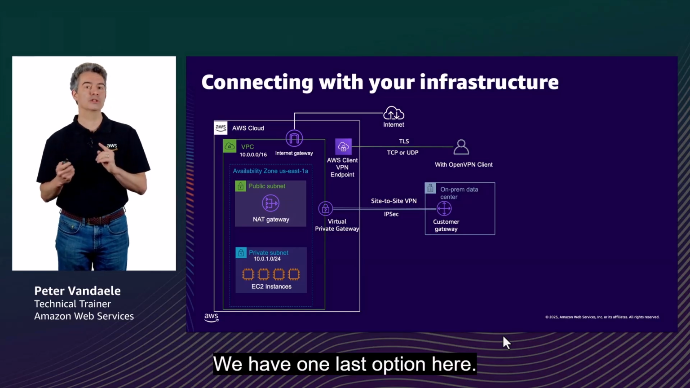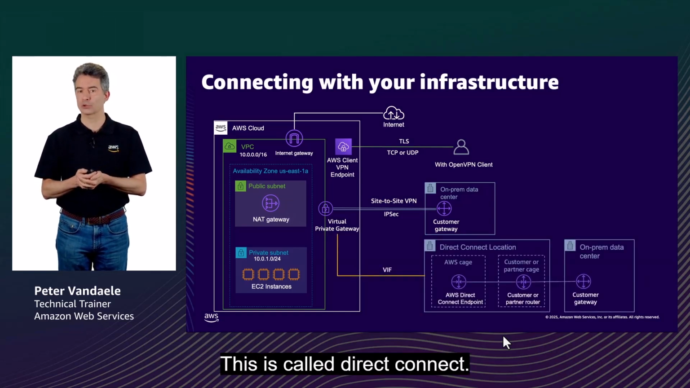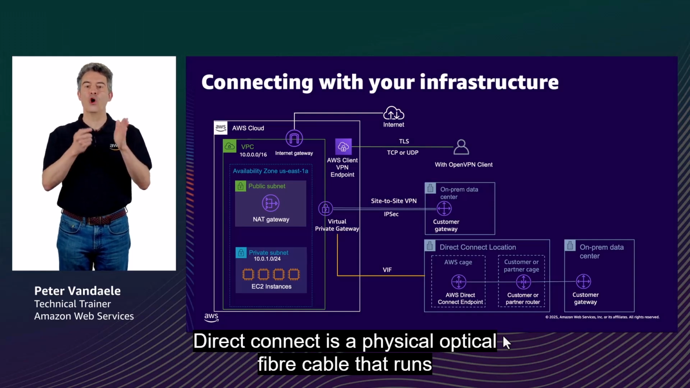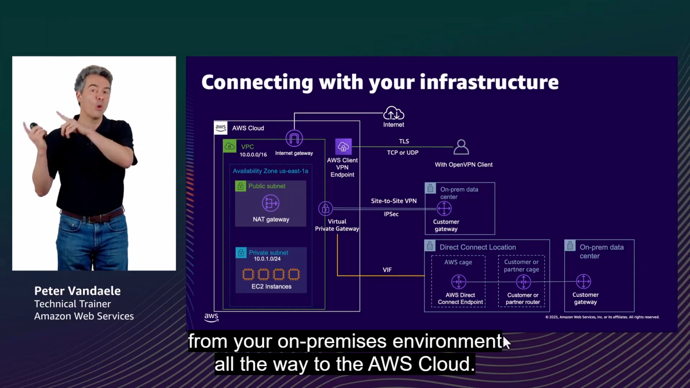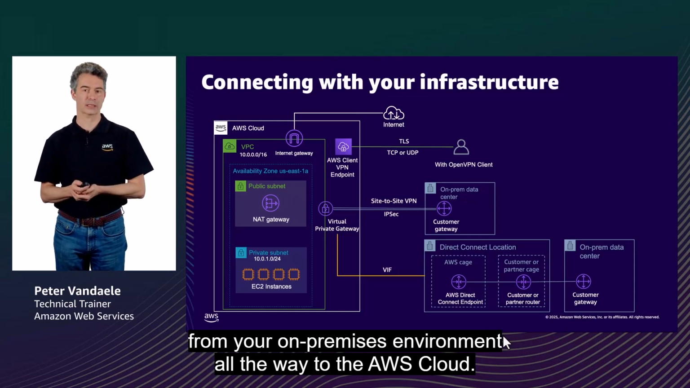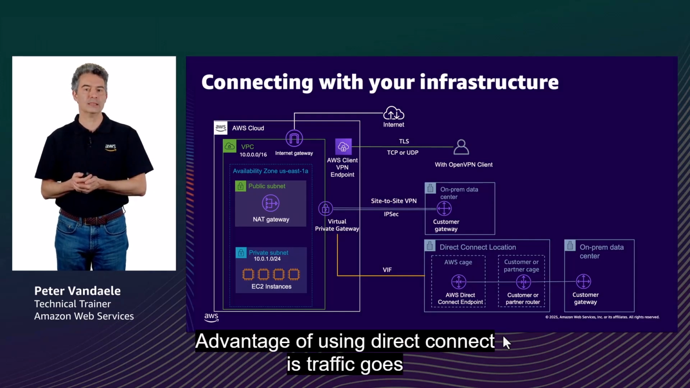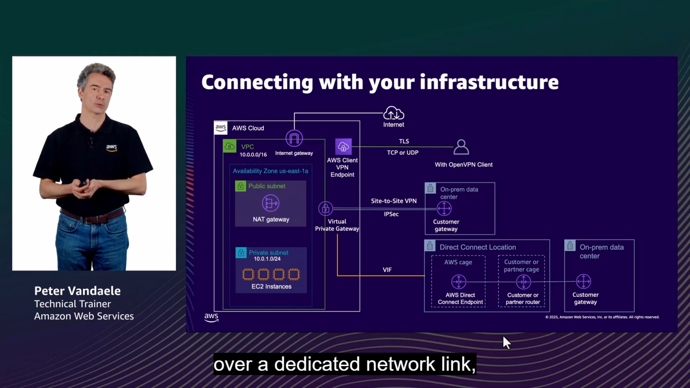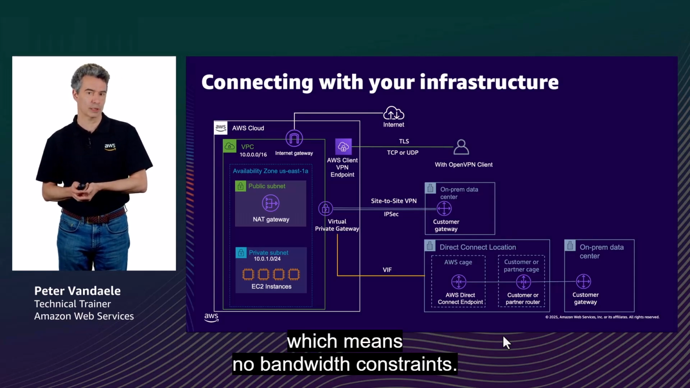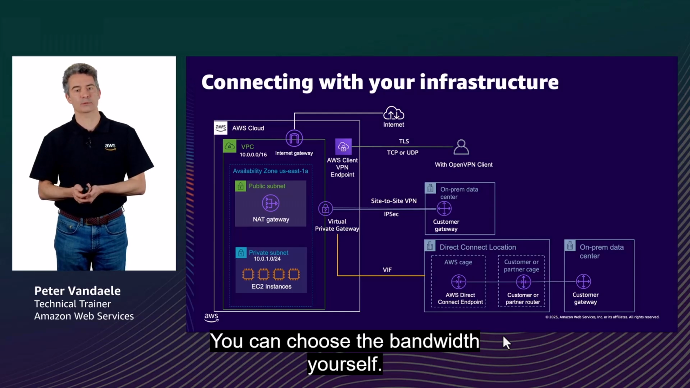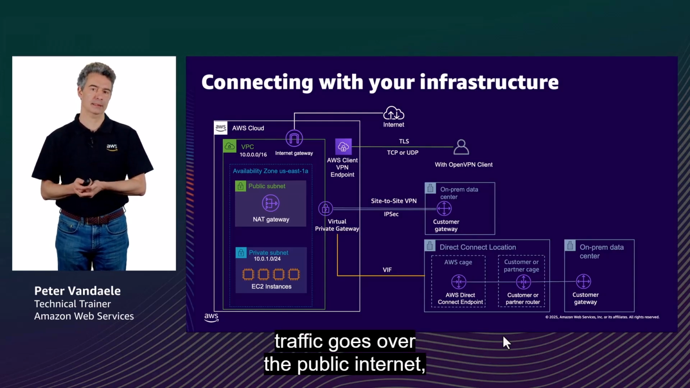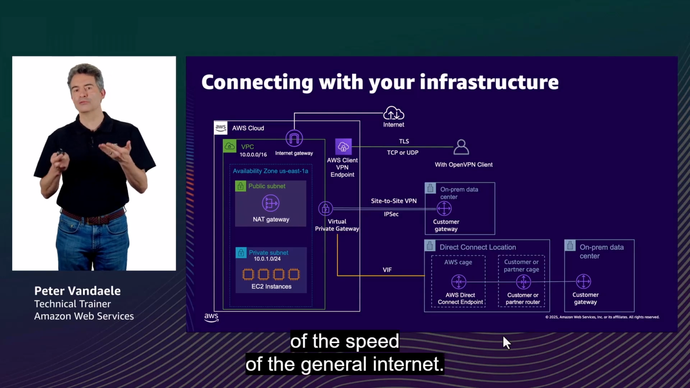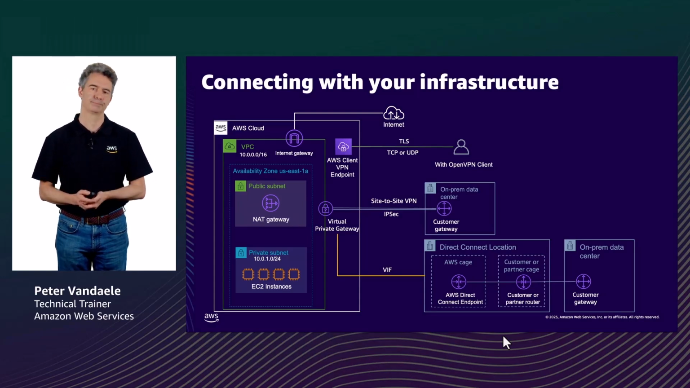We have one last option here. This is called Direct Connect. Direct Connect is a physical optical fiber cable that runs from your on-premises environment all the way to the AWS cloud. The advantage of using Direct Connect is traffic goes over a dedicated network link, which means no bandwidth constraints. You can choose the bandwidth yourself. With OpenVPN clients and our site-to-site VPN, traffic goes over the public internet, and you will be at the mercy of the speed of the general internet.